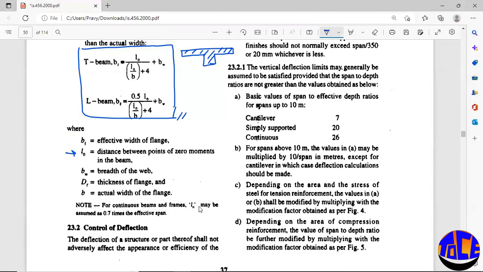Here in the note it is mentioned that for a continuous beam and frames, the L0 may be assumed as 0.7 of the effective span.